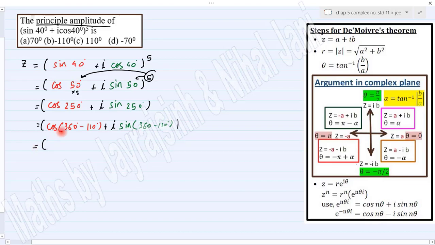So here our angle is in fourth quadrant. So cos(360 - 110) will become cos 110, and your sine will be negative. So we will get -i sin 110. So we can rewrite this polar form into exponential form as e raised to i into -110, which suggests that the principal amplitude of the complex number is -110, which is given in option B.